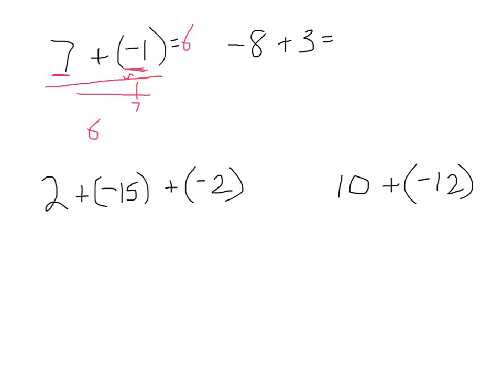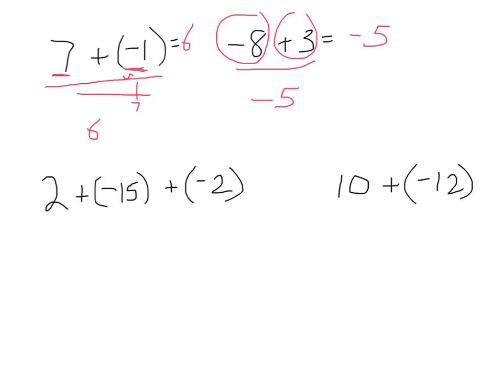Okay, on this -8 plus 3, maybe I want to think of it in terms of temperature. So it starts off at -8 degrees, and it warms up 3 degrees. Okay, so -8. So then if it warmed up 3 degrees from -8, it would be -7, -6, -5. So my answer there would be -5.